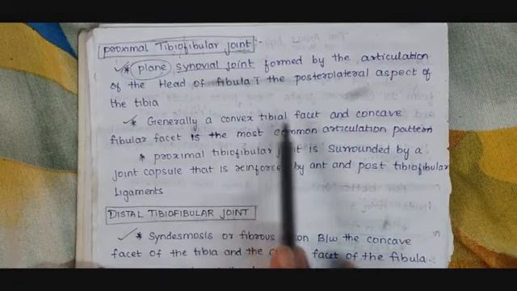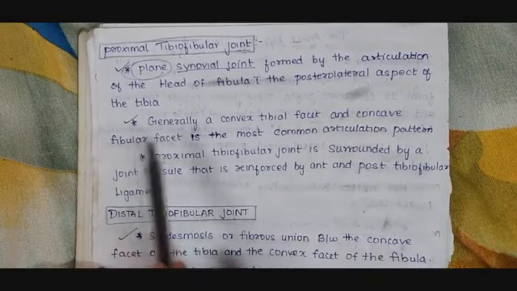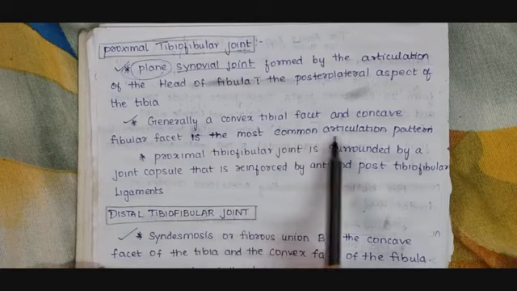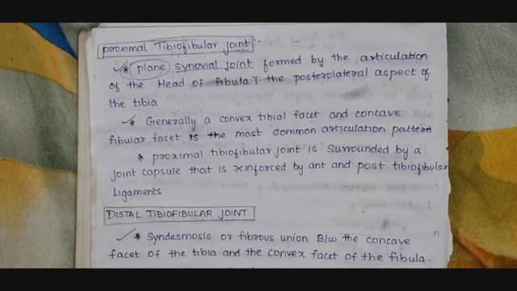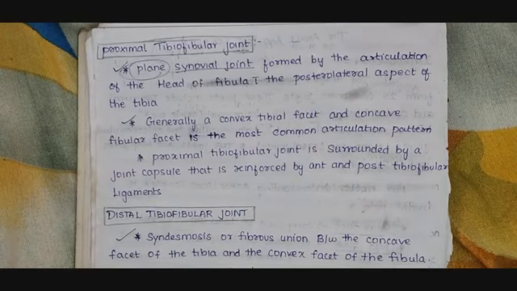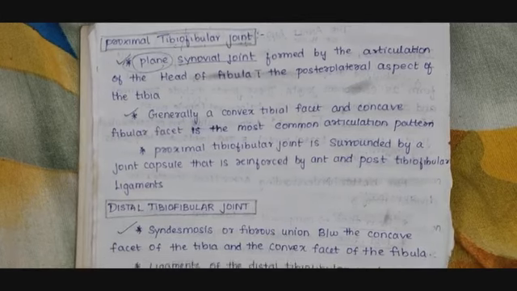Generally, a convex tibial facet and a concave fibular facet is the most common articulation pattern. That is, the facet at the tibia and fibula varies from one individual to another. For some individuals, there may be a concave facet present in the tibia and a convex facet present in the fibula. But mostly, there will be a convex facet present in the tibia and a concave facet present in the fibula. So, these 2 points you have to remember under the proximal tibiofibular joint.